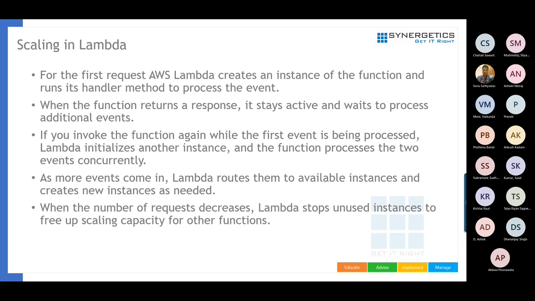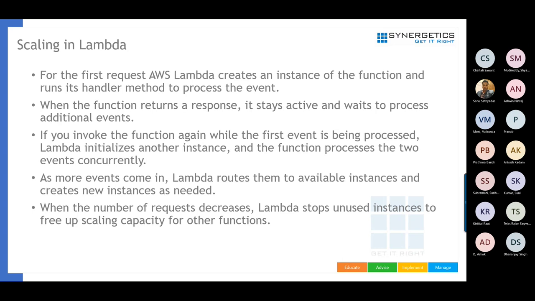That means whenever one function executes, it allocates a VM or EC2 instance. After the function has successfully returned, it does not remove the VM immediately. It stays there for a few more minutes. If more requests come, they can be handled by the same EC2 or same VM itself. If you invoke the function again while the first event is being processed, Lambda initializes another instance and the function processes the two events concurrently. So if two events are generated simultaneously, then it will use another instance to handle the second request.